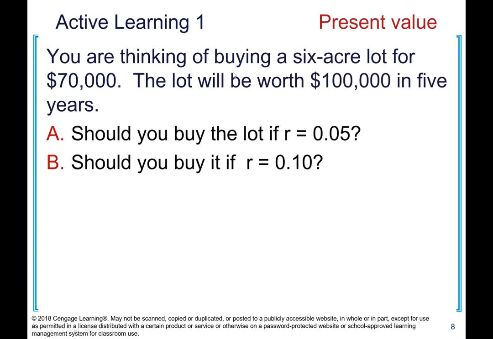Another example, active learning. You are thinking of buying a 6-acre lot for $70,000. The lot will be worth $100,000 in 5 years. They're asking you to pay 70 now. Well, should you buy it? Should you buy this lot at 5%? Should you buy it at 10%? Let's do the numbers.